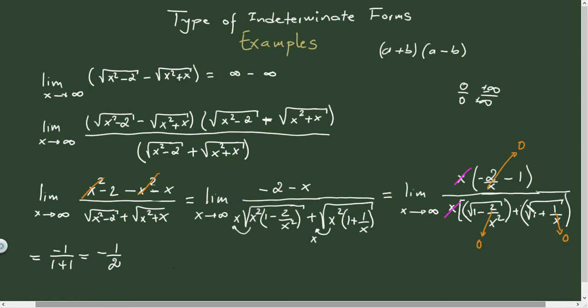So we can conclude by saying that therefore the limit when x goes to infinity of the square root of x to the power 2 minus 2, minus the square root of x to the power 2 plus x, close the bracket, equals minus 1/2. And that's our result.